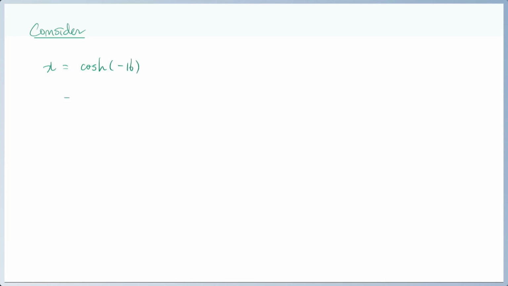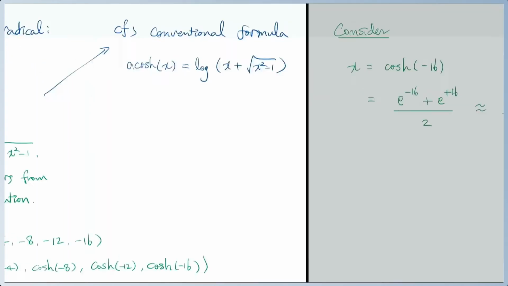Okay, so this is going to be a positive value because cosh of -16 is e to the -16 plus e to the +16, divided by 2. This is going to be humongous. This is going to be really tiny. So this is almost going to be e to the +16 over 2. So huge. Okay, so this value is very large.